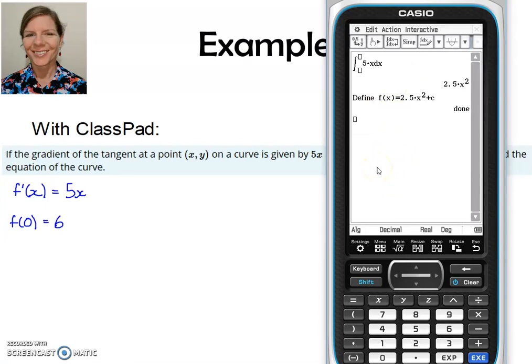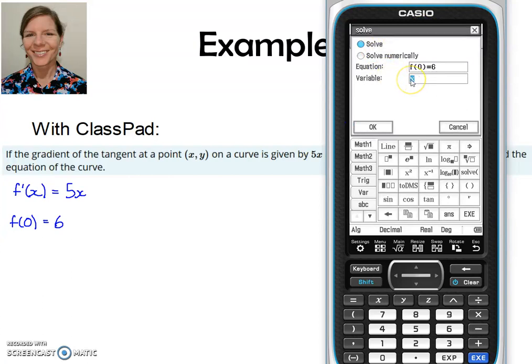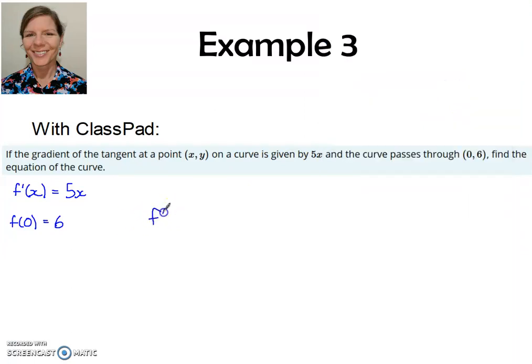If we go f of 0 equals 6, because we're told that's the case, and now we solve it, advanced solve, and the thing you need to be careful of is changing that to c, because we're now solving with respect to c, not x. And so as you see, c equals 6. Okay, so what you've got there then is that f of x equals 5x squared on 2 plus 6.